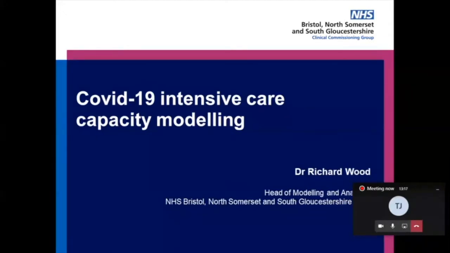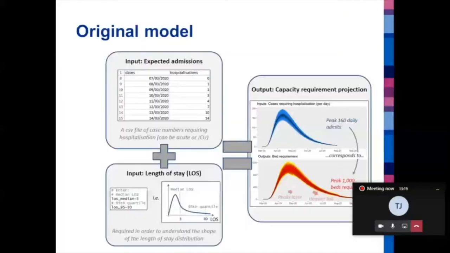So maybe some of you might have seen a tweet we put out a couple of weeks ago, and this was the original model, which was quite simple. What this did was basically take as an input the expected hospitalizations, admissions to either acute or ICU over time in the form of a CSV file, just containing a simple 2-column table with dates, so 7th of March, 8th of March, and so on, and the number of hospitalizations, so in terms of the unfettered demand for an acute or an ICU bed.